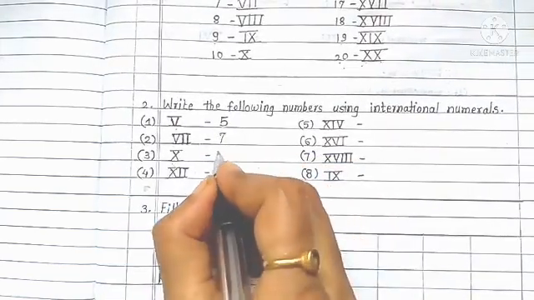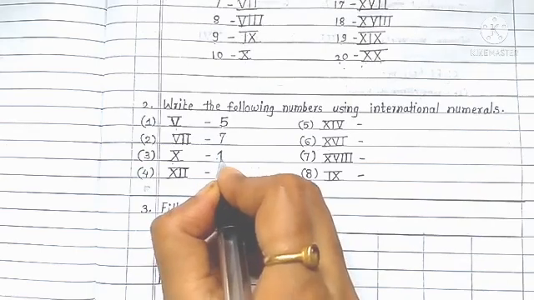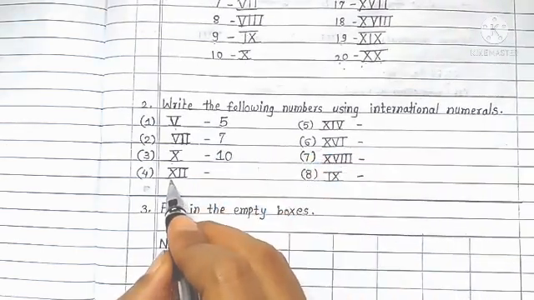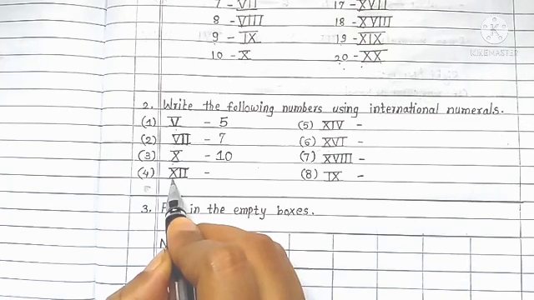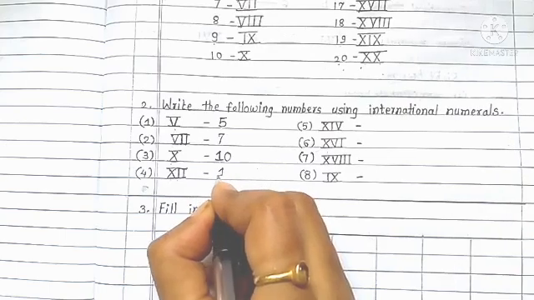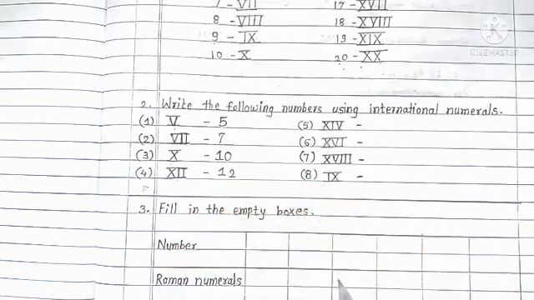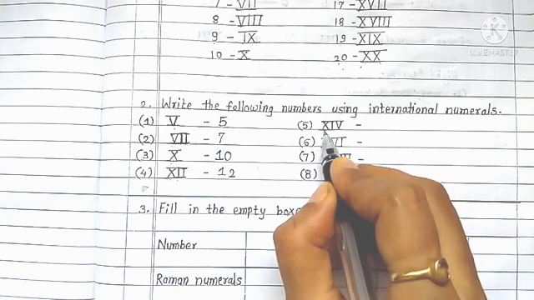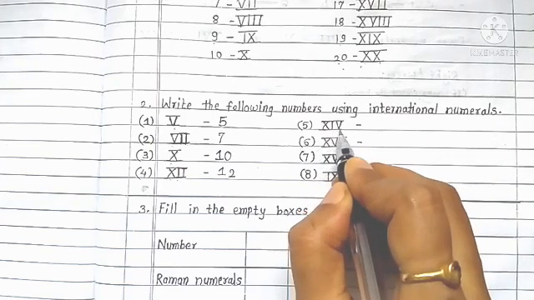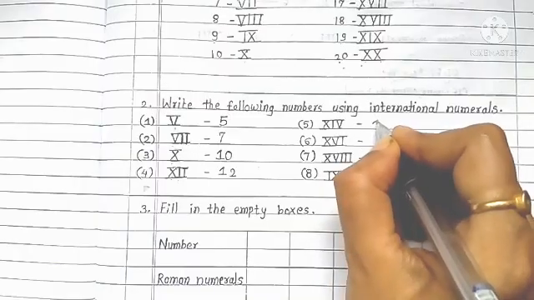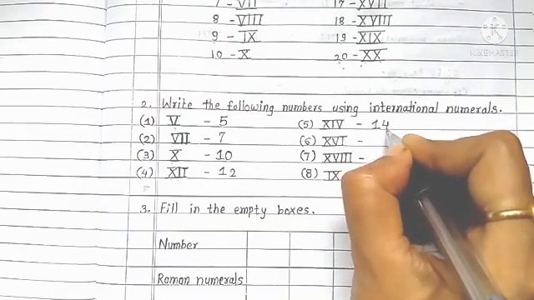X represents the Roman numeral for 10. Then X is used for 10, then 11 and 12. Now X represents the number 10 and IV is used for 4. 10 plus 4 is 14.